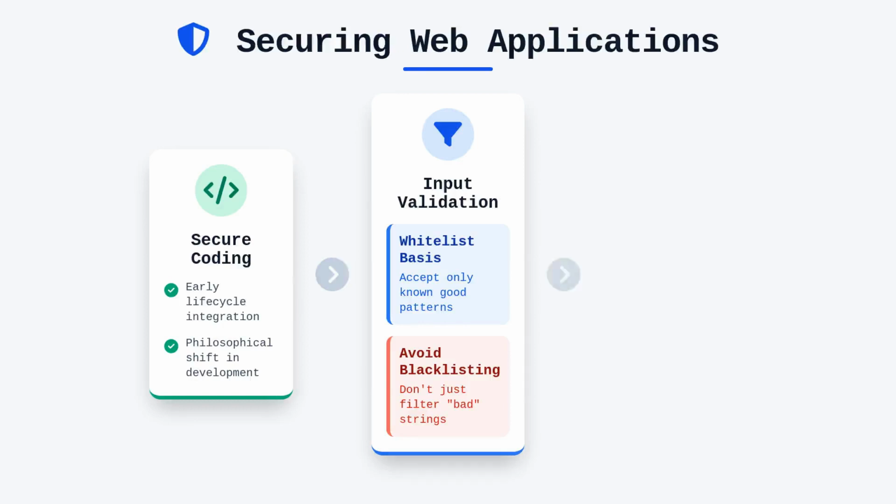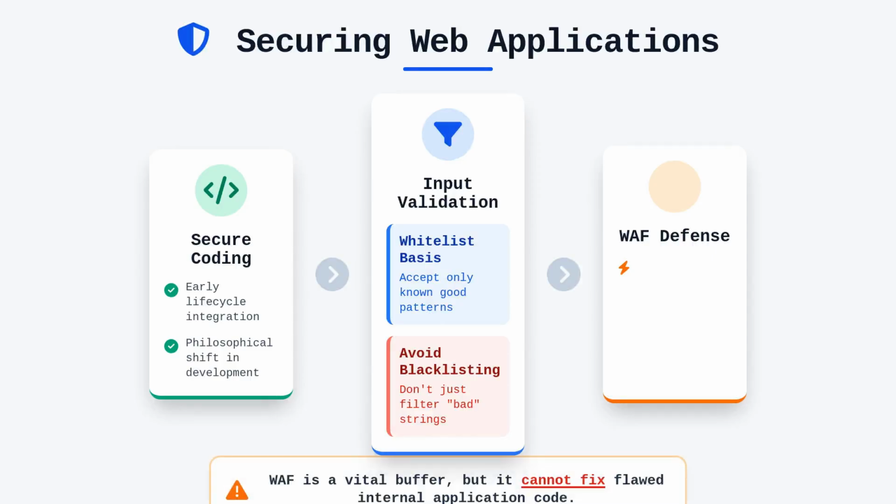Furthermore, the deployment of a web application firewall, or WAF, provides a necessary layer of defense that can block malicious traffic patterns before they even reach your application code. A WAF acts as an intelligent proxy, inspecting incoming HTTP and HTTPS traffic for common attack signatures and anomalies. While a WAF cannot fix flawed internal code, it provides a vital buffer that mitigates automated threats and provides visibility into the types of probes your infrastructure is facing on a daily basis.